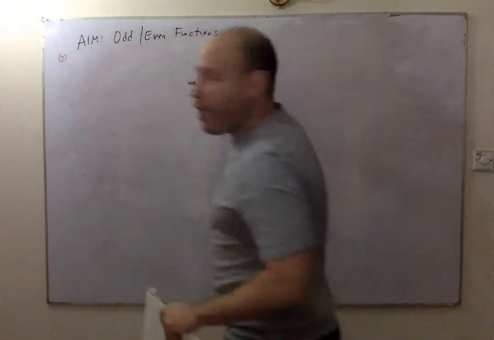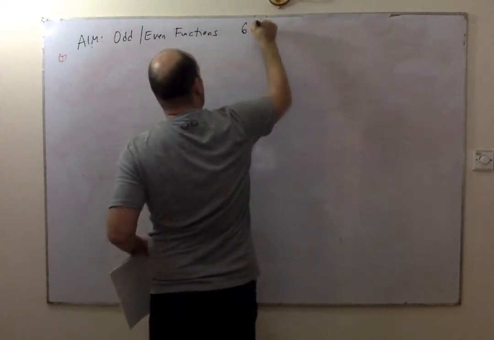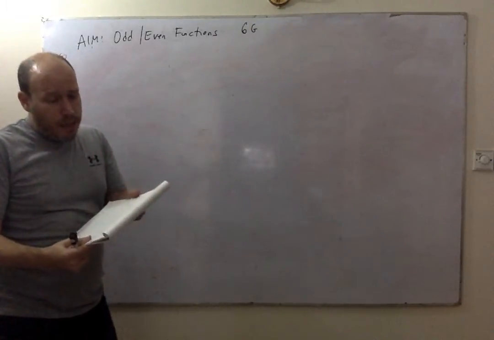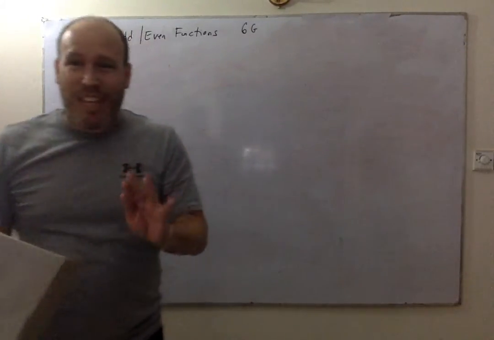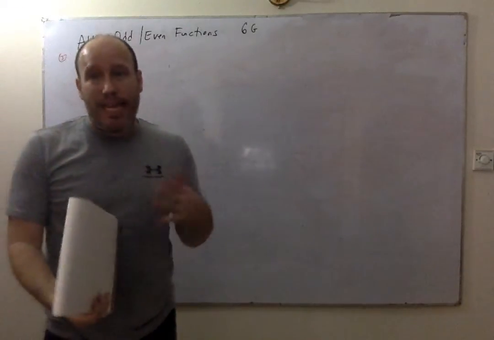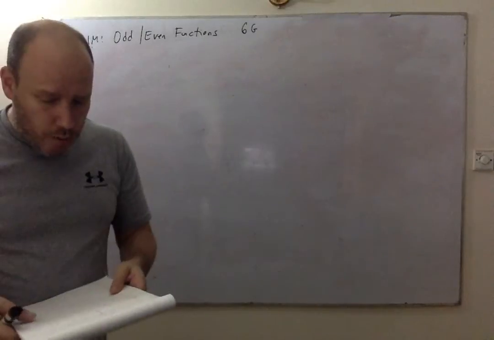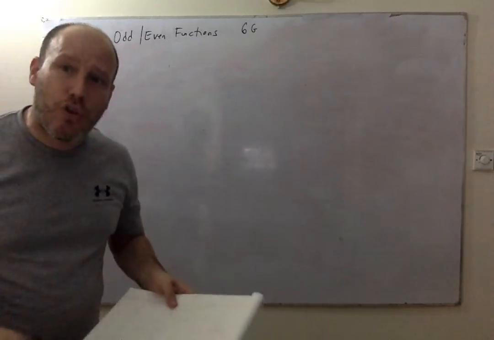Okay, this is 6G. It's the last unit in 6, and this is going to be the last unit that's going to be on the test. So it's small stuff, but they ask this on the IB exam. They'll ask you questions like, is this function even? Is this function odd? So what we need to talk about is the types of symmetries.